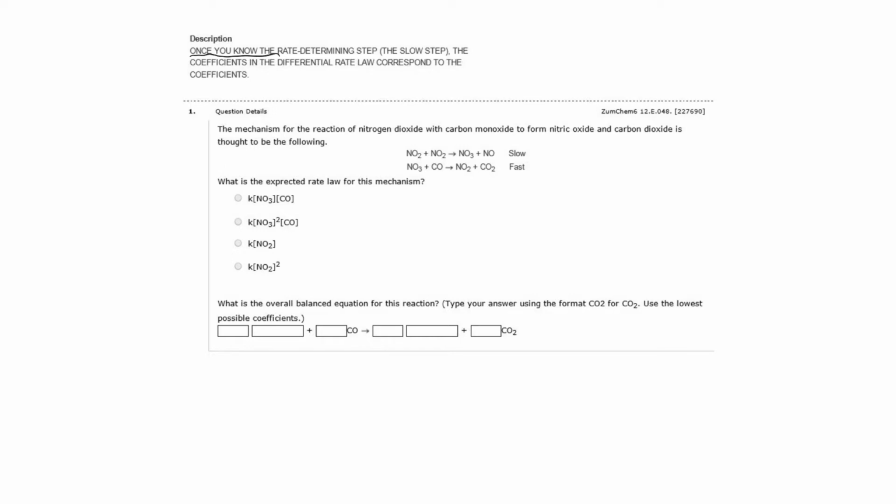So here in this proposed mechanism, we have a slow step where they kind of wrote it funny. I would have just written 2NO2, but they separated those out. It's NO2, there's two of them, and those are the only reactants in the slow step. And so the differential rate law that corresponds to that is rate equals k times NO2 raised to the second power.